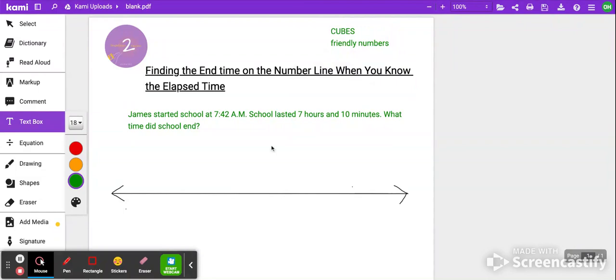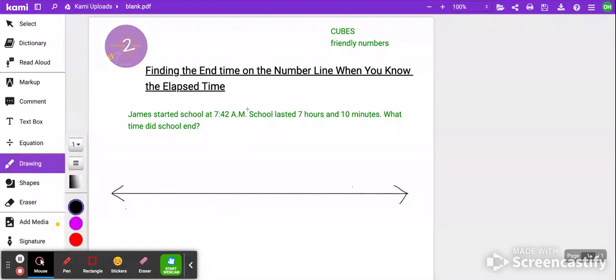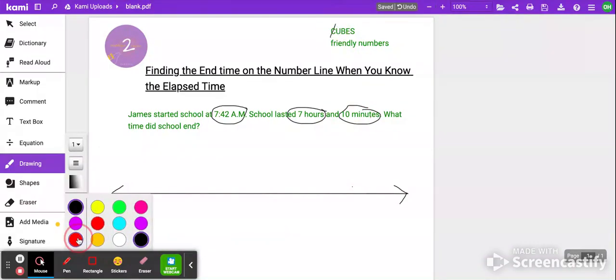The C stands for circle all the important numbers or units. So the first number or unit that we're going to circle is 7:42 a.m. And then we're going to circle 7 hours and 10 minutes. The next thing we're going to do is underline the question. That's what the U stands for. The question is, what time did school end?